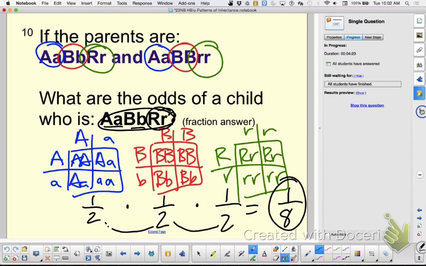0. Why? There's no little b. There's no way to give a little b. There's a way to give everything else, but there's no little b, so your math should have been 0 odds. Okay? Now, what should you go do? Practice problems. There's another set just with dihybrid crosses in your book, so go do those.